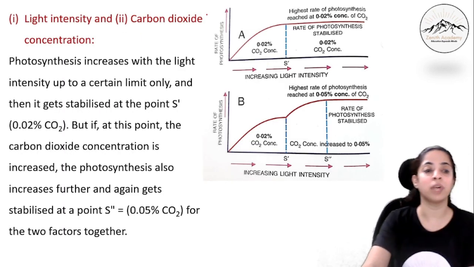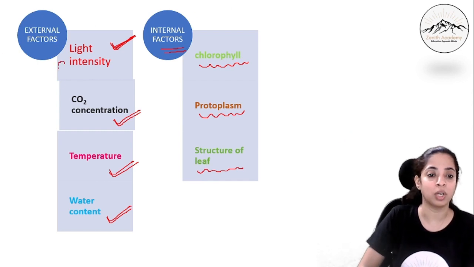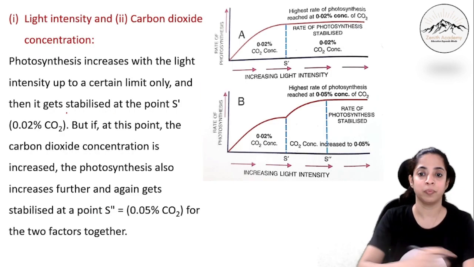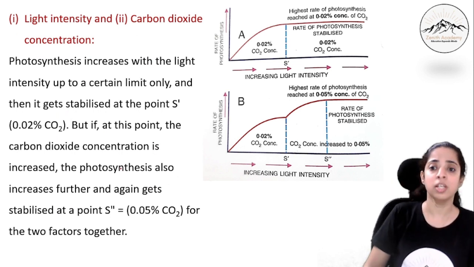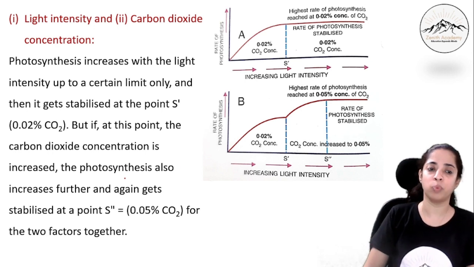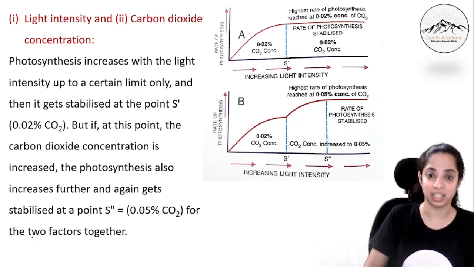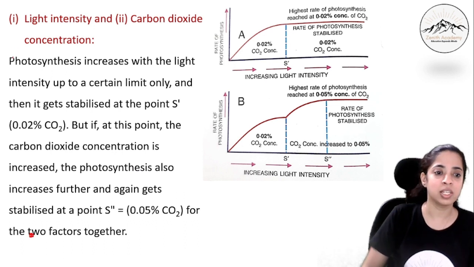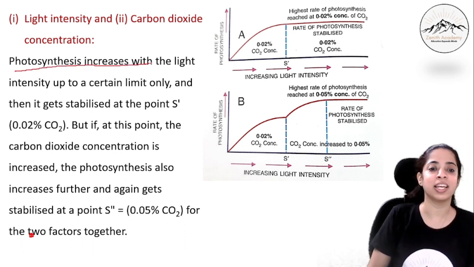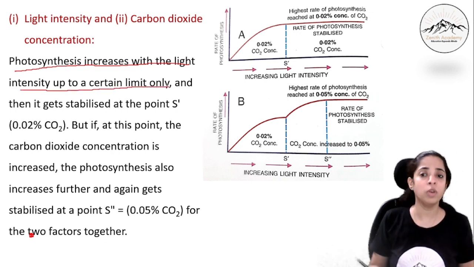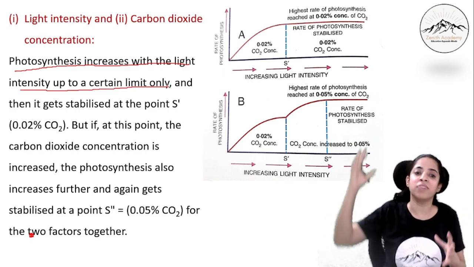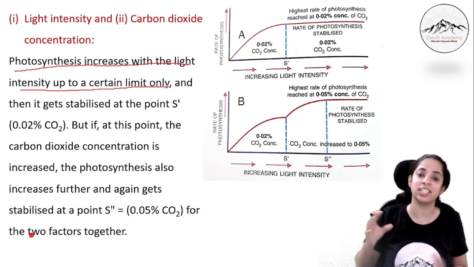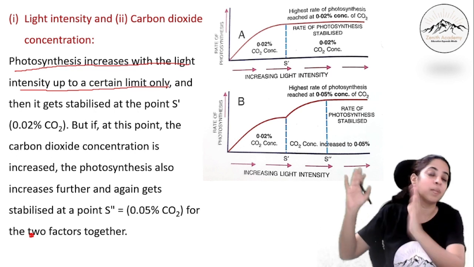First we are talking about external factors. So we will be talking about light and CO2 concentration. See here on the right hand side I have given you a graph. On this slide I will be explaining both light intensity and carbon dioxide concentration. Photosynthesis increases with the light intensity up to a certain limit only. We all know that in photosynthesis light is required. If we keep on increasing the light intensity, initially the photosynthesis will keep on increasing.